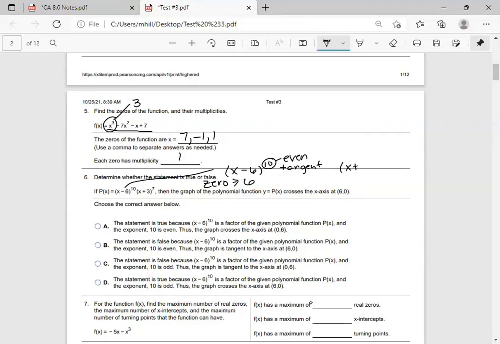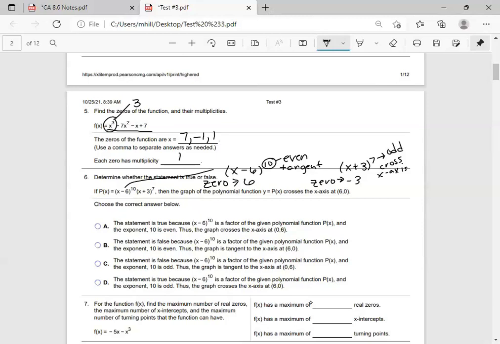On this one, x plus 3 to the 7th, that is odd, so it is going to cross the x-axis there when our zero is -3, because it's odd. So which one of those things are correct? The statement is true. Well, let's read the rest of the statement: the graph of the polynomial function crosses the x-axis at 6, 0. Well, no, we said it's false. It doesn't cross the x-axis. It's tangent there. So it's not true.